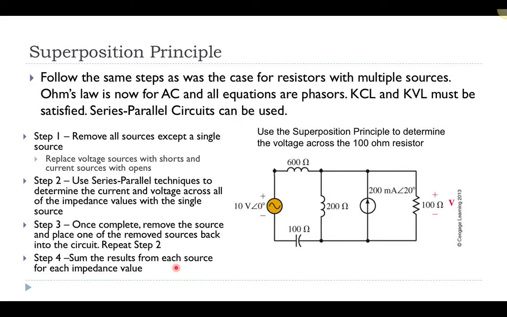for each of the different impedance values. Here is an example picture where I have some components that are connected to both a voltage supply and a current source, and we're going to use the superposition principle to determine the voltage across this 100 ohm resistor. Obviously we could use the superposition principle to calculate the voltage across all of the components, but that would take quite a lot of time, and the process is the same. So we're just going to focus on this one resistor for this particular example.